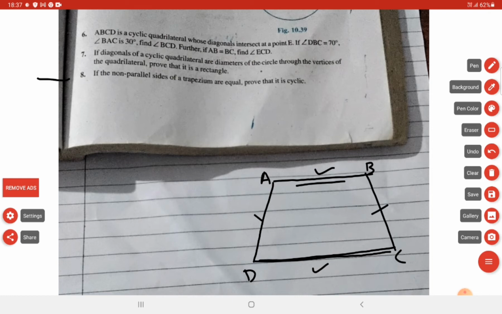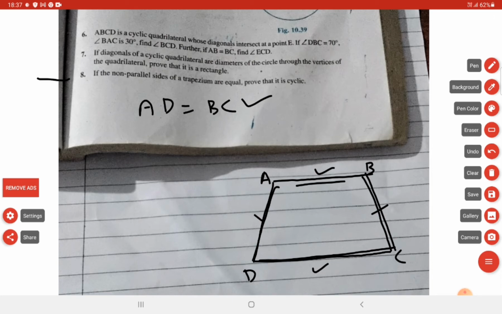Okay, now given these non-parallel sides are equal in length, that means AD is equal to BC. So if AD is equal to BC, we have to prove that the quadrilateral is cyclic. That means the 4 vertices become 4 points on a circle. Okay.